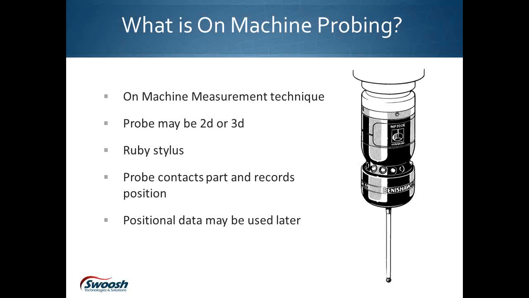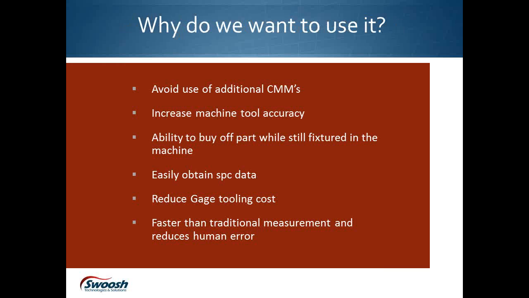Okay, so why do we want to use on-machine probing? We want to use on-machine probing to avoid the use of an additional CMM, or any unnecessary step where the part has to go back to a CMM, because I've seen in multiple facilities that using the CMM for everything can be a bottleneck. You can increase your machine tool accuracy with adaptive feedback on the control, and you have the ability to buy off the part while it's still fixtured in the machine. So it's still on the machine, you can still rework the part. You can find a problem, and some parts that I've worked on in the past take about 2 hours to set up, and once you break it down, it's almost impossible to set back up again. So you're checking the part while you can still do something about the dimensions.